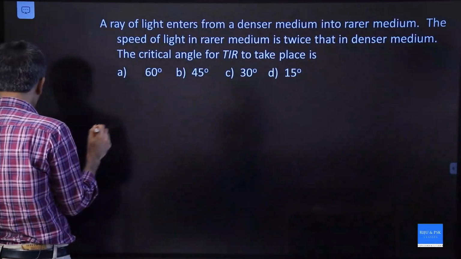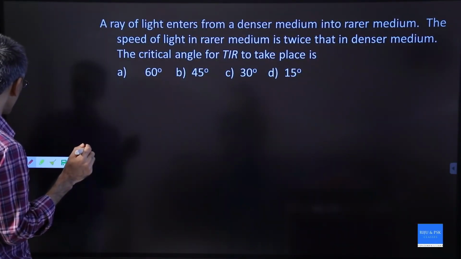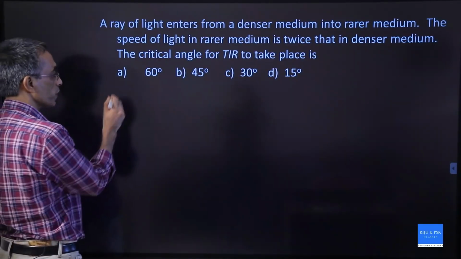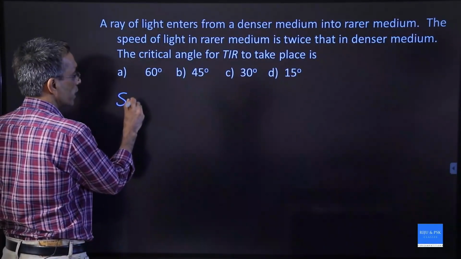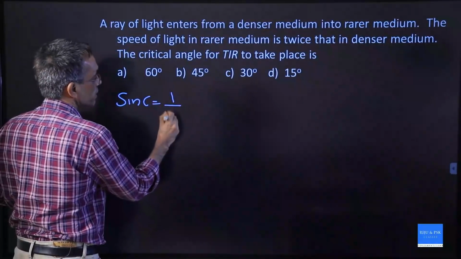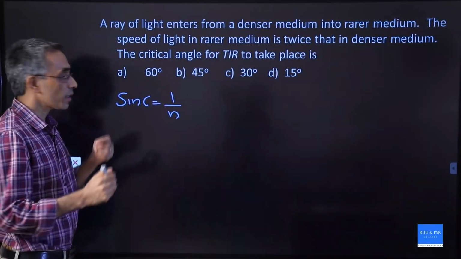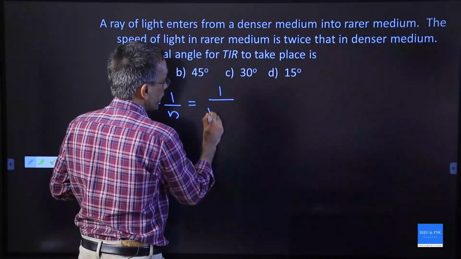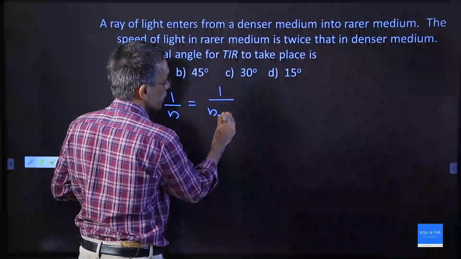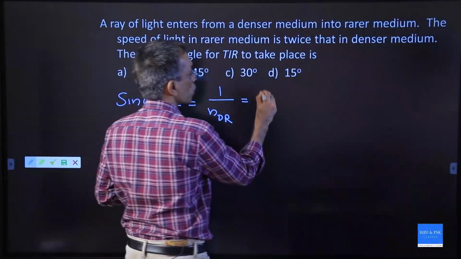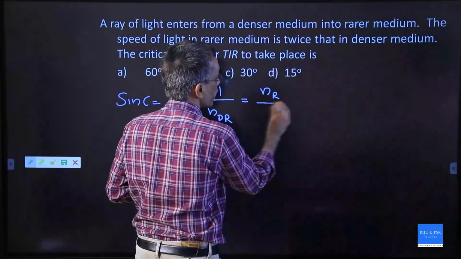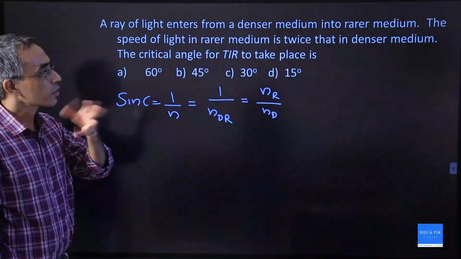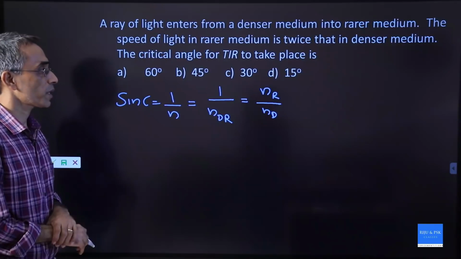We know various equations for critical angle, various concepts of critical angle. I would say if you want a clear cut definition, then you should know that sin C. Normally we study sin C as 1 by n, but a better student will always study this as 1 by n denser with respect to rarer, or this is also equal to n rarer divided by n denser. But here they are talking about speed.